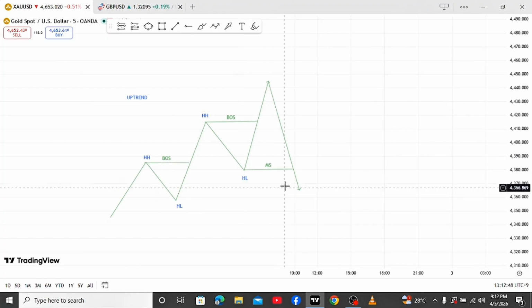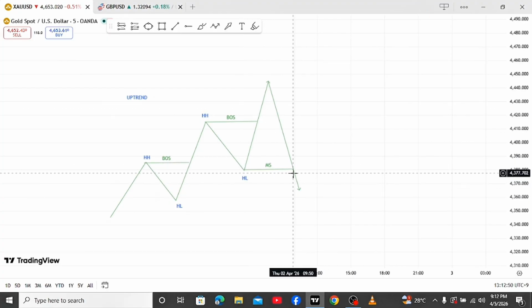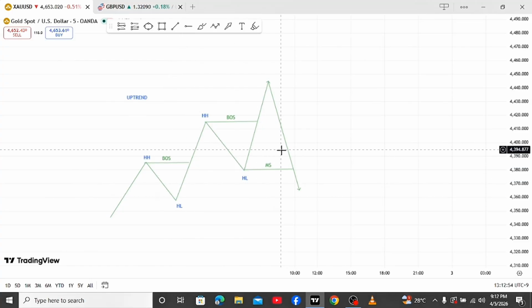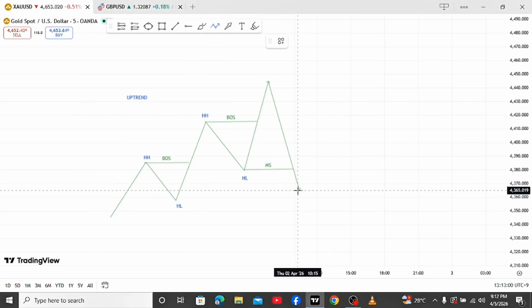So when we see a market shift, this means the market is about to go down. The market is no more going up. And then what do we expect? A retracement to the upside.